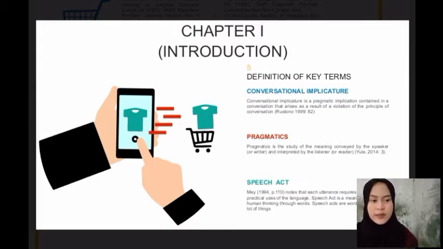How about speech acts? Speech act, as noted by Mey in 1994, page 110, says that each utterance requires some basic practical uses of the language. So speech act means to convey human thinking through words. Speech acts are words which do things.